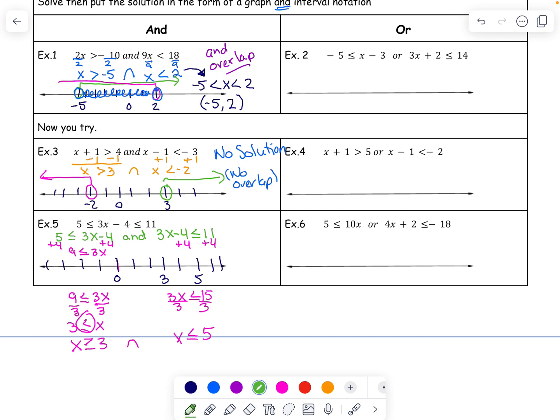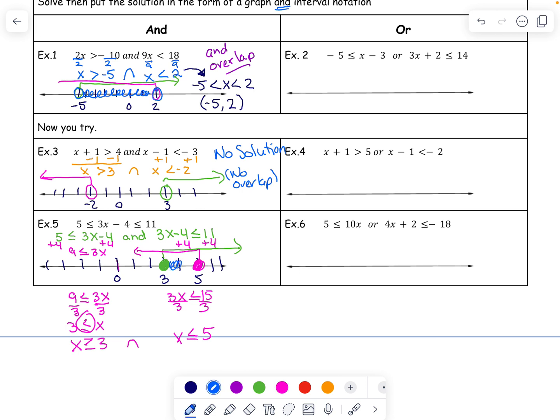Okay. So the first one says that our x is going to be greater than or equal to 3. So we're going to be filling in that endpoint. And greater than 3 would be going this way. And the other one says less than or equal to 5. So we fill in 5 and we go this way.